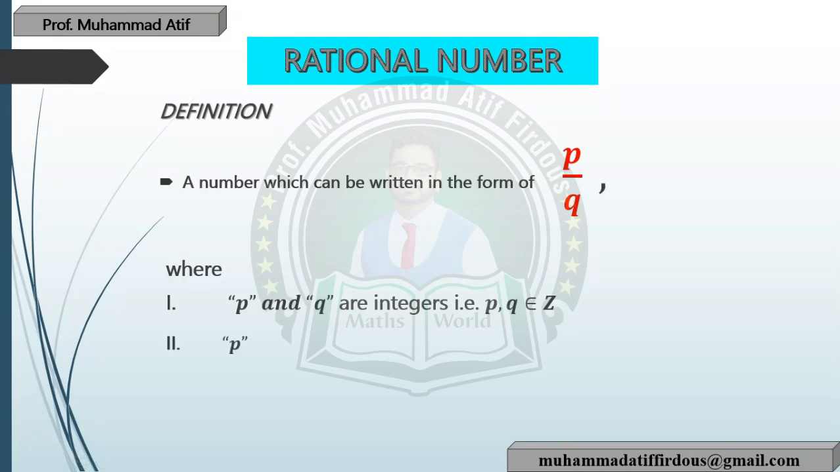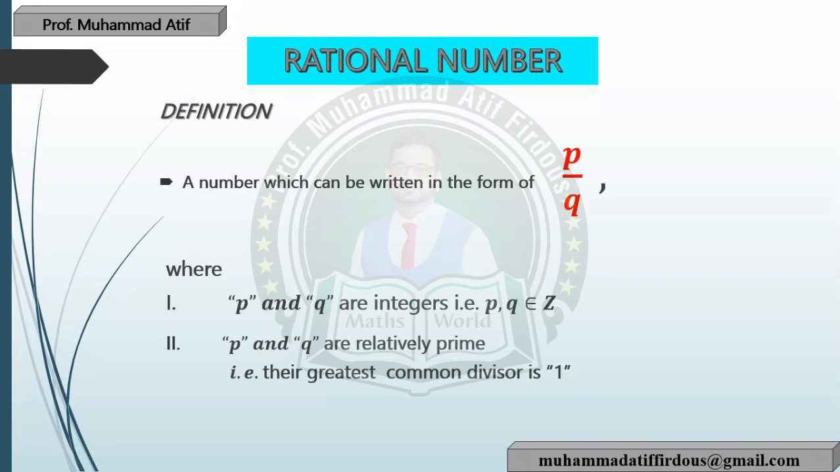Okay. The second condition is that P and Q are relatively prime, meaning their greatest common divisor is 1. And the last condition is that Q is not equal to 0, because any number divided by 0 is undefined. So we must check three main points in order to check a rational number.